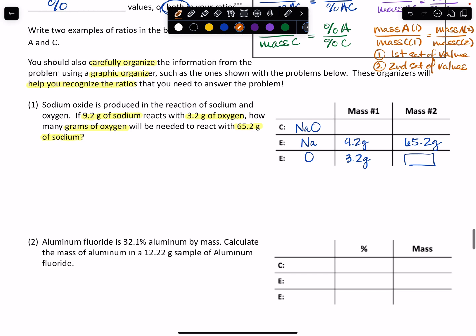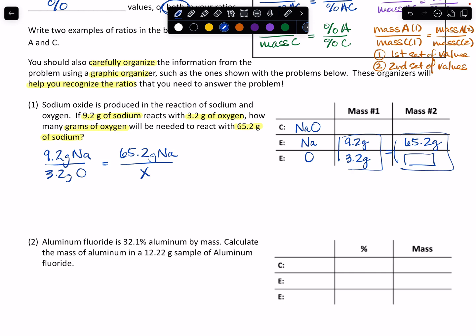All right, now back to my problem. If you look, you can see our ratios. They're right here. Here's one ratio and here is the other. I'm going to set those two equal to each other. So 9.2 grams of sodium over 3.2 grams of oxygen has to equal 65.2 grams of sodium over some amount of oxygen, my unknown.